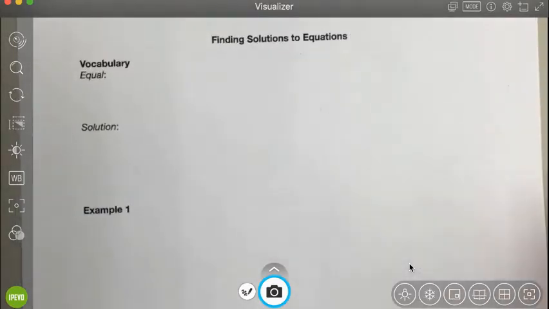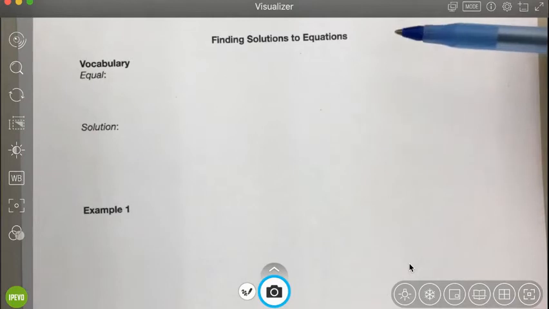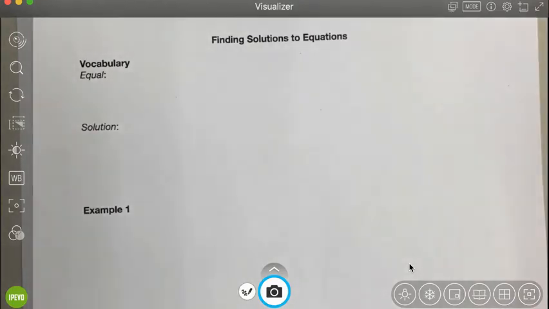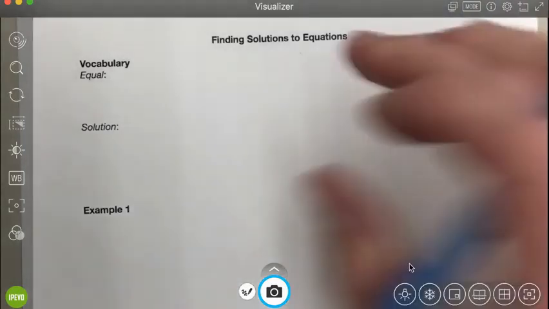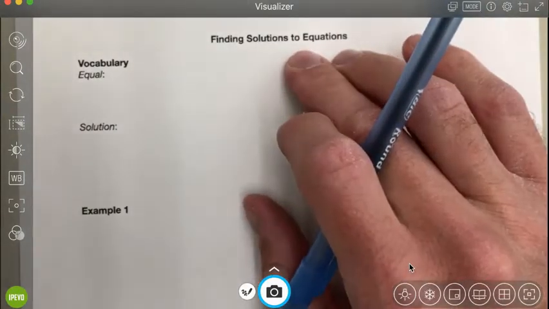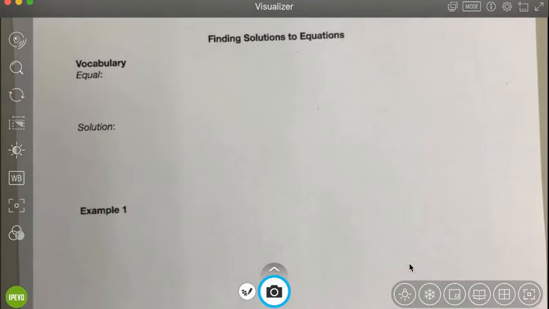Good morning, everyone. So today we're going to talk about what it means for something to be a solution to an equation. All along we've been talking about expressions, but now we're going to move back to equations. Remember, the big difference is that expressions don't contain an equal sign, equations do.